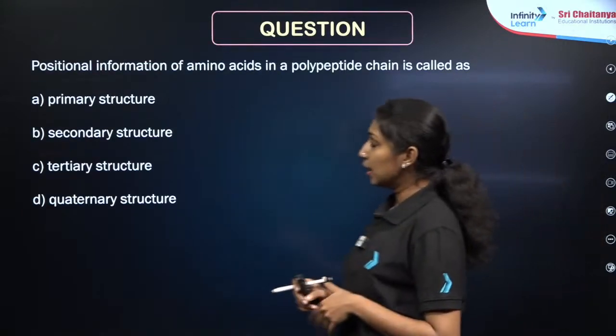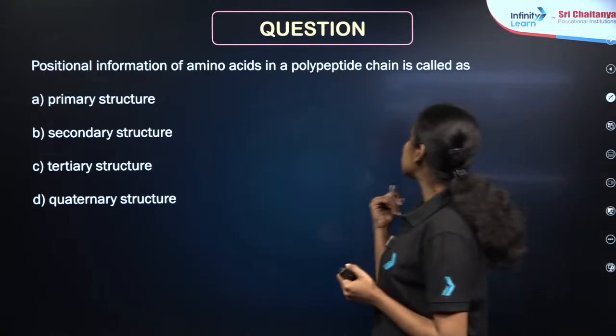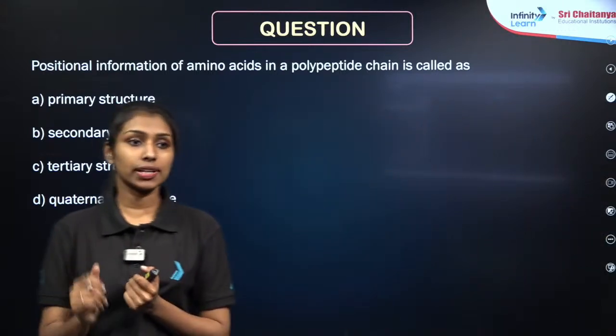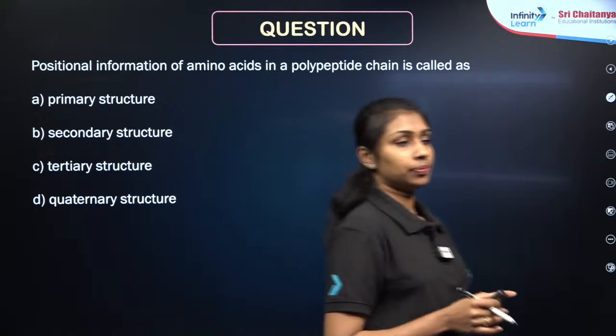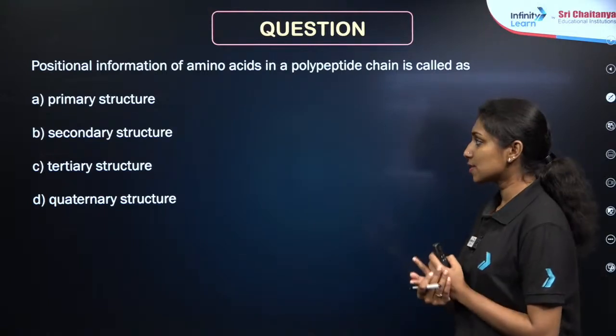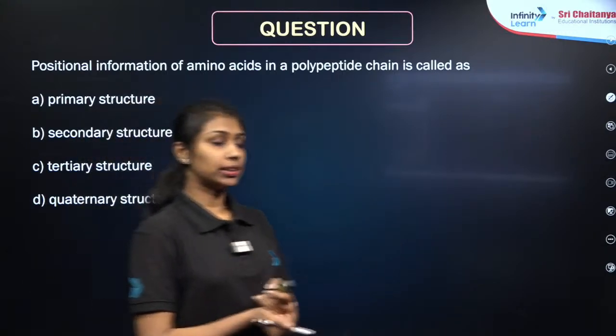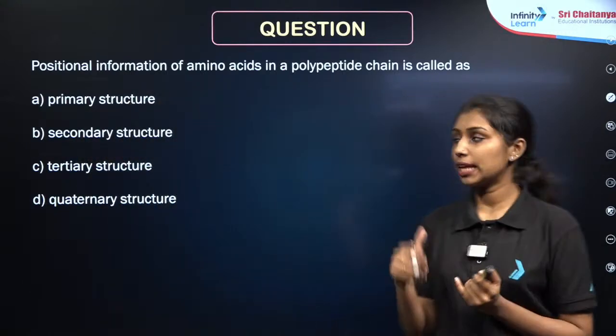Here is the next question. The positional information of amino acids in a polypeptide chain is called which of the structures? We have already studied the different structures of protein, right? Primary, secondary, tertiary and quaternary. Based on that idea, give me the answer.